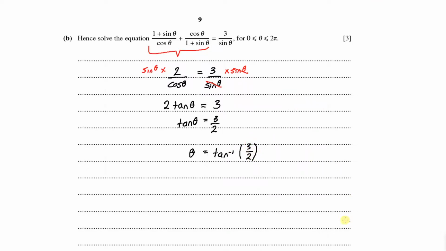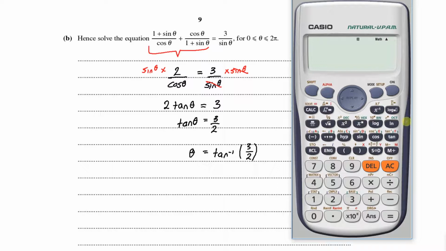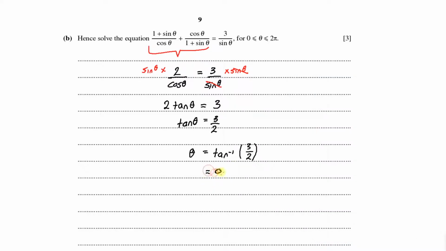So I'll take my calculator and make sure that the mode is right, that we're in radians. So we're now in radians. So I'll type in shift tan of 3 over 2, which is 1.5. And this gives me 0.983 to 3 decimal places. So that's theta is equal to 0.983.